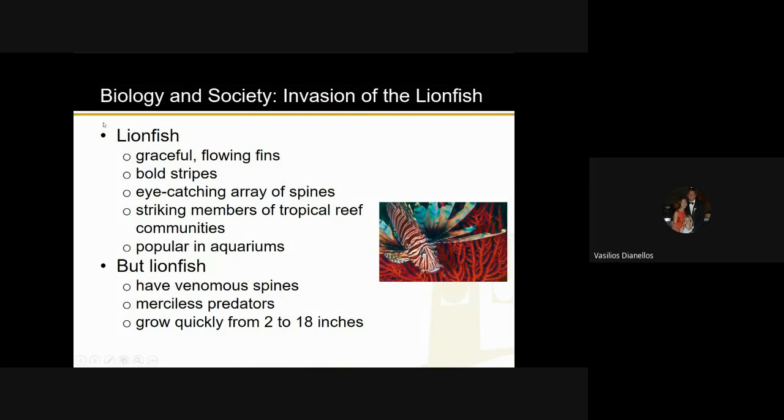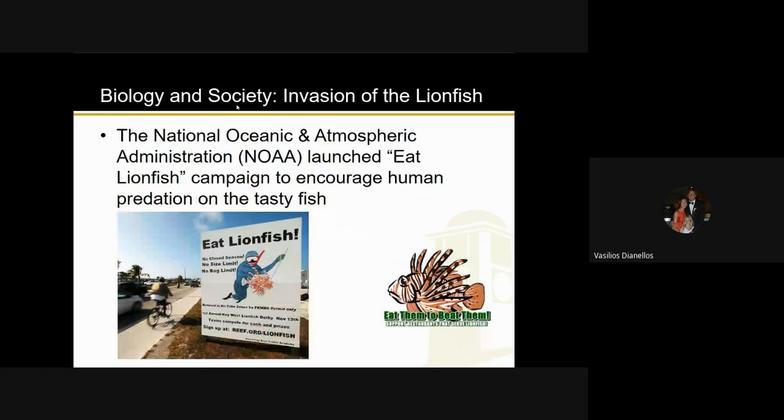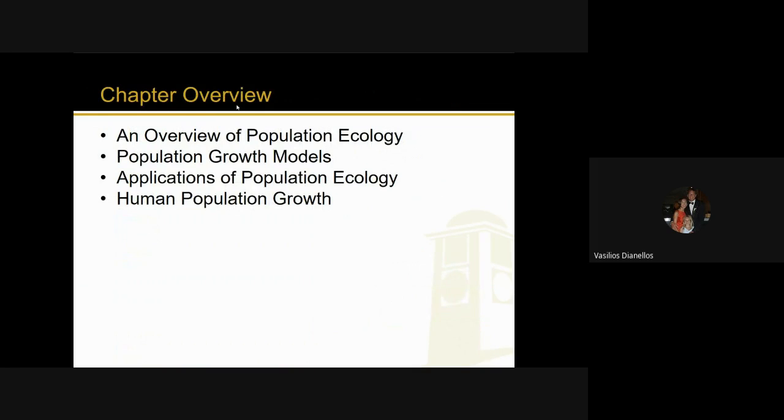The beginning of your chapter always starts off with this biology and society section that is supposed to give you some sort of recent news story that's supposed to intrigue you and have you interested in the chapter. I'm going to skip over it because there won't be any questions about it on the exam. Basically, it's about lionfish, which are an invasive species, and you're going to learn a little bit more about invasive species later in this chapter, and a little bit in the next chapter too.